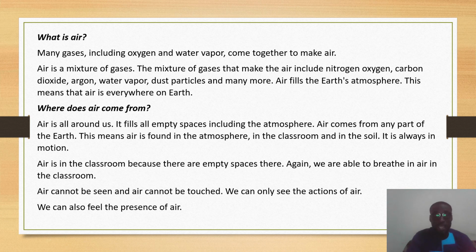So where does air come from? Air is all around us. It fills all empty spaces, including the atmosphere. Air comes from any part of the earth. This means air is found in the atmosphere, in the classroom, in the soil, and even in water. It is always in motion. Air is in the classroom because there are empty spaces there. Again, we are able to breathe in air in the classroom.